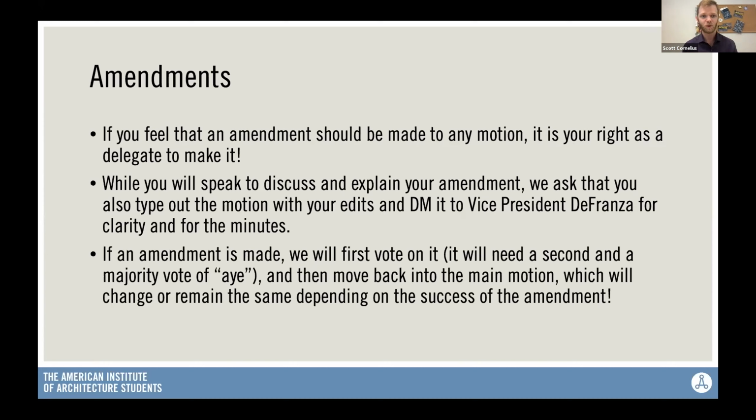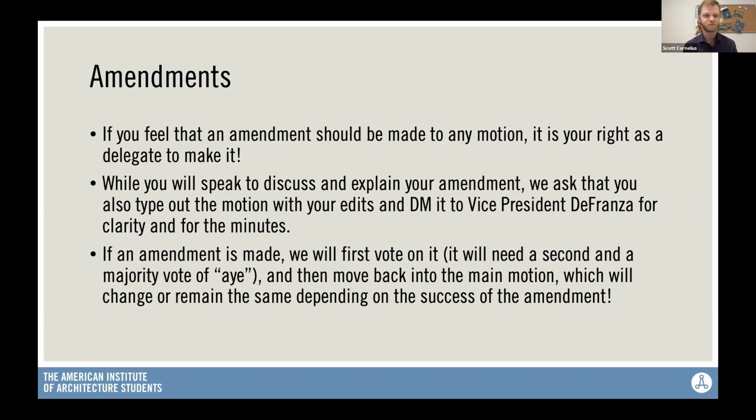While you will speak to discuss and explain your amendment, we ask that you will also type out the motion with your edits and DM it to VP DeFranza for clarity and for the minutes. So by that, I just mean you can talk through your amendment if you'd like to for a moment, but then we ask that you type out the new motion with your amendment and send it to Vice President DeFranza, so she can just copy and paste it into the minutes instead of trying to interpret what you're saying while you're saying it.